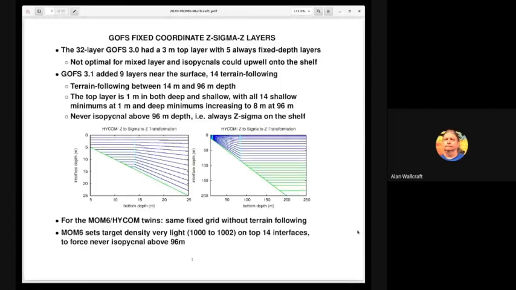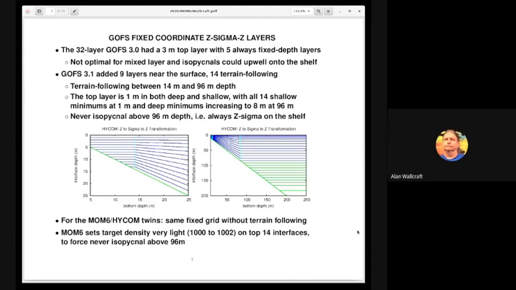This is a little bit of an aside because in the test cases, we don't use Z sigma Z, but this is showing the kind of thing you can do with an ALE coordinate. In the earlier GOFS 3.0 configuration, we had 32 layers. One of the things here is, when you're running operationally every day, it's got to run fast enough. And so we tended not to add layers unless we really felt like we had to. So for a long time, we used 32 layers with a 3-meter top layer and 5 layers always fixed depth.